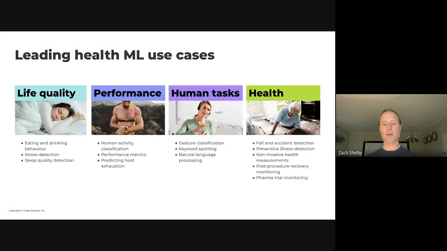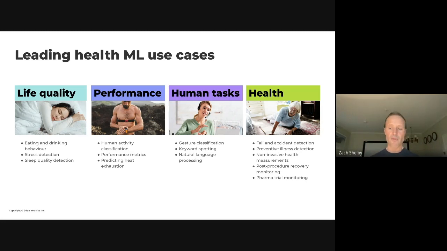Classifying human tasks is very tightly related to health use cases. So what gestures are people using? What words are people speaking, right? Can be very useful. Do we need to process someone's language as they're talking?